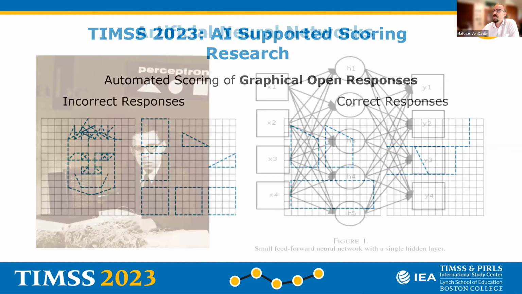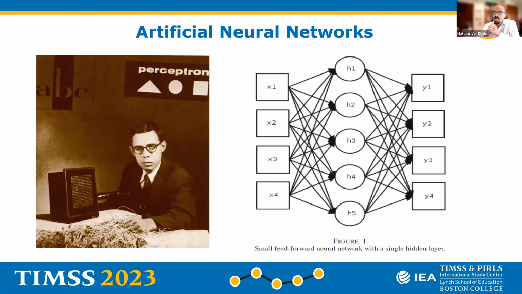So we tried. And we used artificial neural networks. So one of the first applications, Frank Rosenblatt here is famous for that, was detecting or recognizing digits.